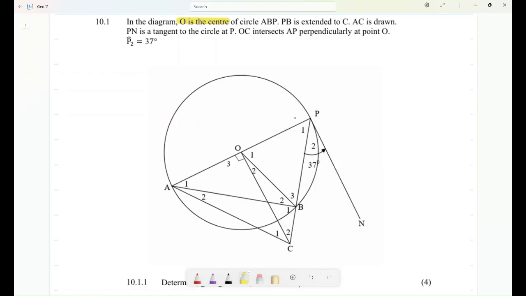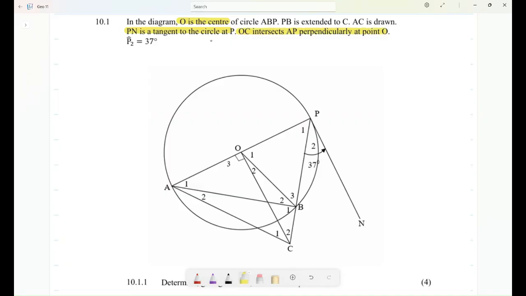We are also told that PB is extended to C. I don't think that information is necessary. It is necessary, but for the purpose of calculation, AC is drawn. PN is a tangent to the circle at P. This is the information that I highlight. OC intersects AP perpendicularly. This information is important at point A.